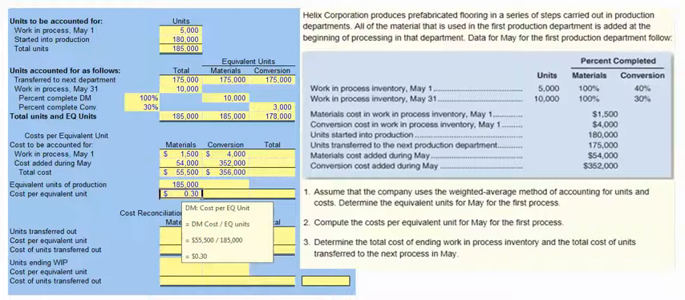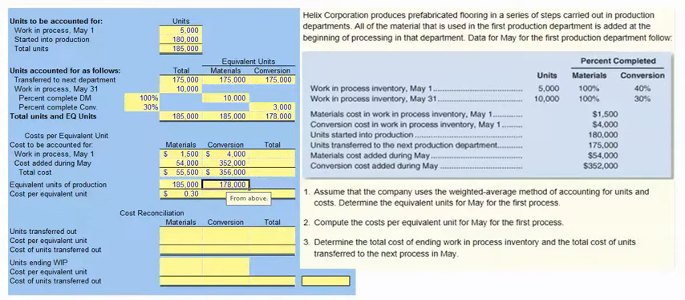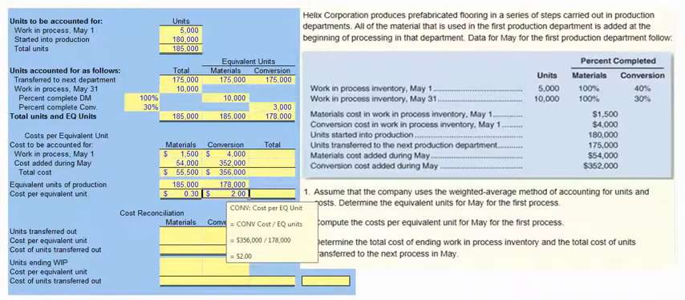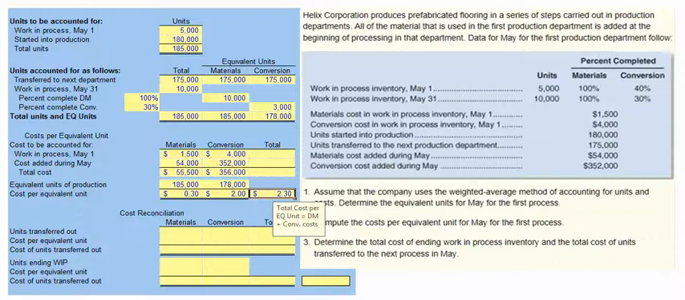We take our conversion cost of $356,000 and divide it by the 178,000 equivalent units for conversion to get a cost per equivalent unit of $2 per equivalent unit for conversion costs. This means our total cost per unit will be the 30 cents for direct materials plus the $2 for conversion cost for a total of $2.30.